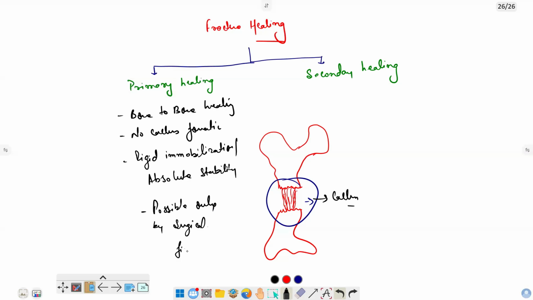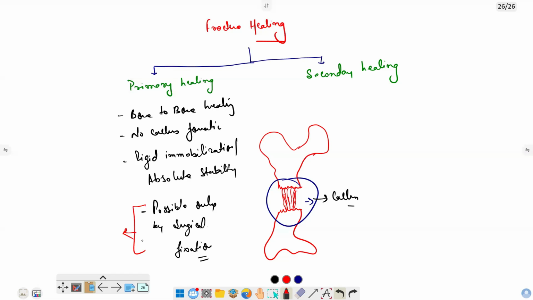It is possible only by surgical fixation. It is very important. So in primary healing, the overall factor is that during surgical fixation, we can immobilize the fragments very rigidly with higher stability. In that particular case, there is no formation of callus. There is direct bone to bone healing, and that's why we say that in surgical conditions, post-fracture recovery is fast.